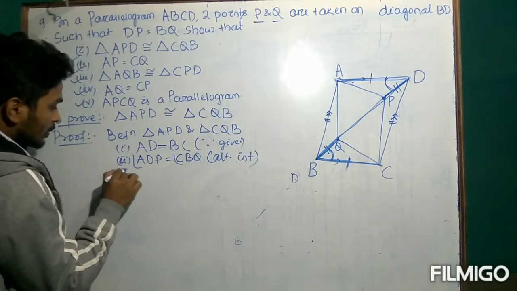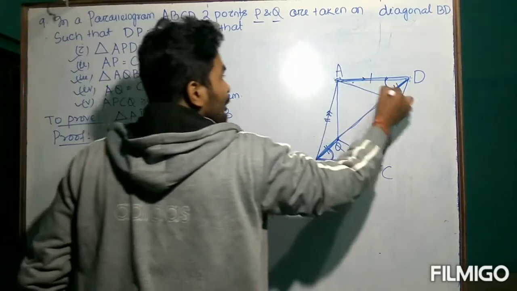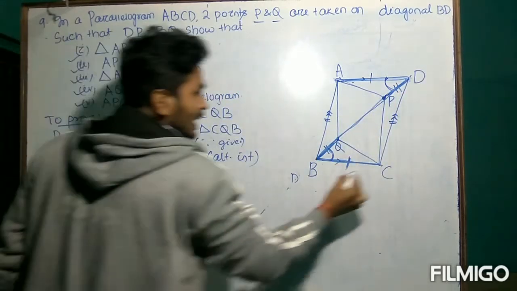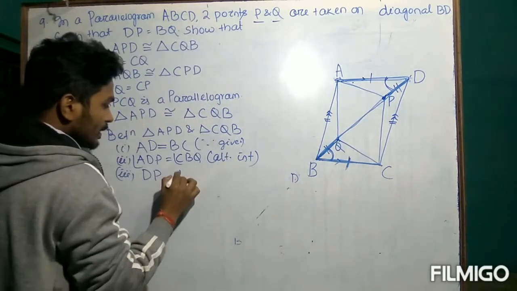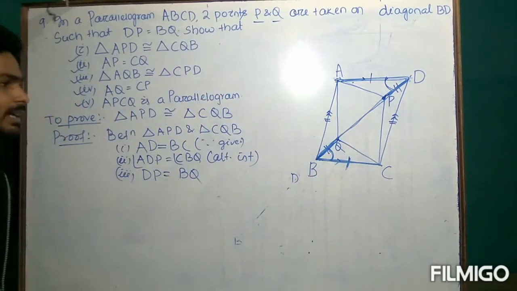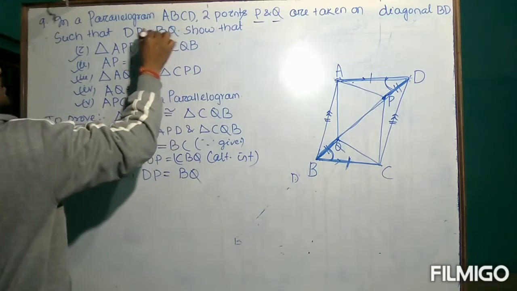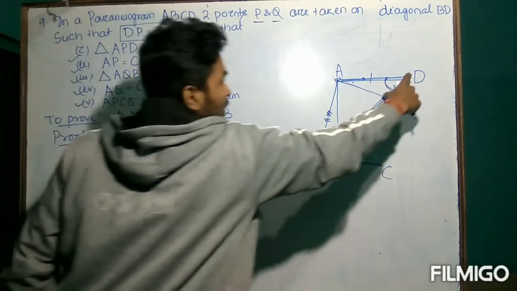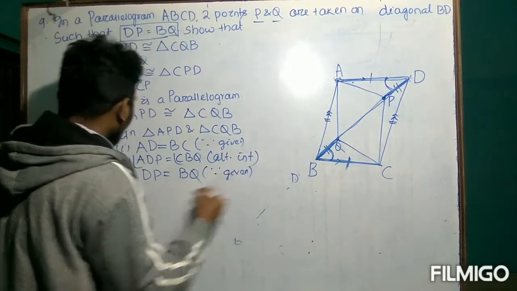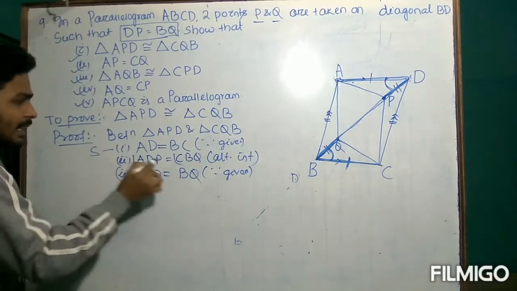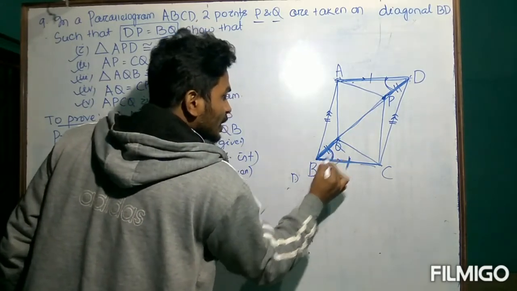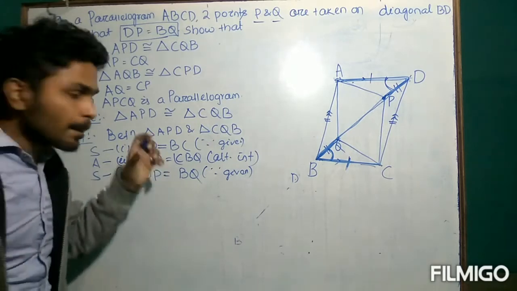Third condition. For the triangle APD, DP is a side. For the triangle CQB, BQ is a side. So can we write that DP is equal to BQ? Yes, we can write. Why? It is already given that DP is equal to BQ. This length is equal to this length. So what have we found here? We have found a side, an angle, again a side. This is the included angle.